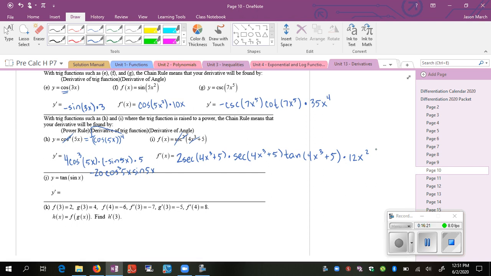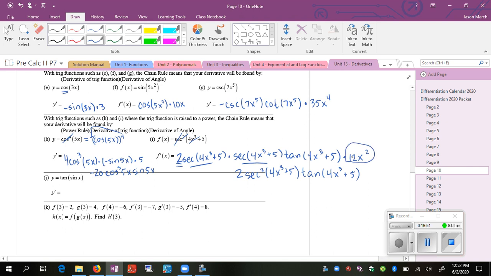Again, we could clean this up. I recognize that we have secant of stuff and secant of stuff, and there's the same thing inside these parentheses, so I could actually write this as 2 secant squared 4x cubed plus 5 tangent 4x cubed plus 5. And while I'm at it, I could actually multiply together the coefficient in front. This is usually what you'll see as a multiple choice answer, is multiplying that coefficient with the variable term 12x squared. We'll actually have 24x squared in front. So if it was multiple choice, chances are the multiple choice answer would be written like this.